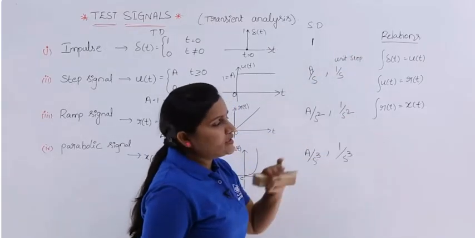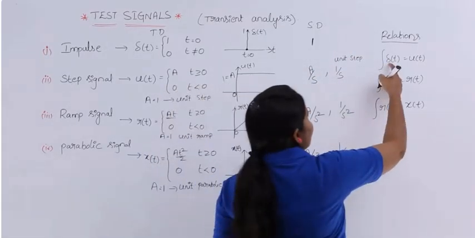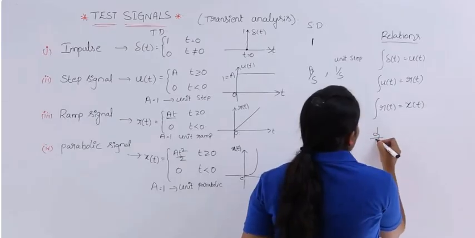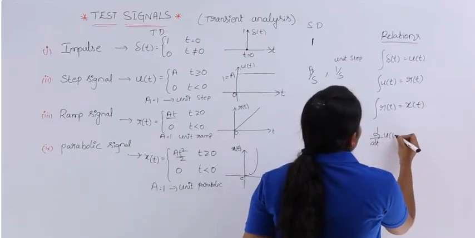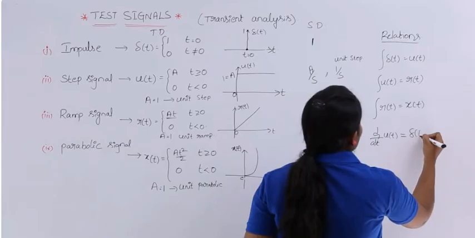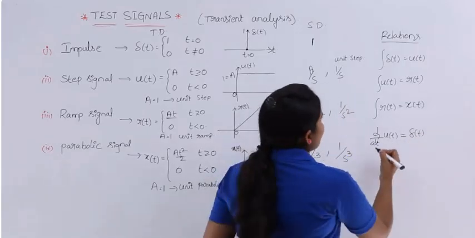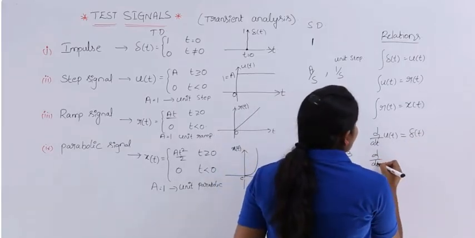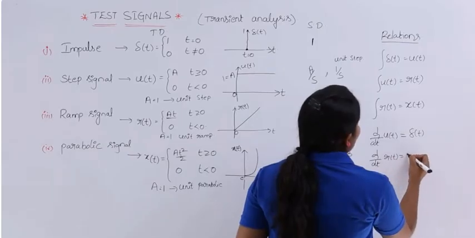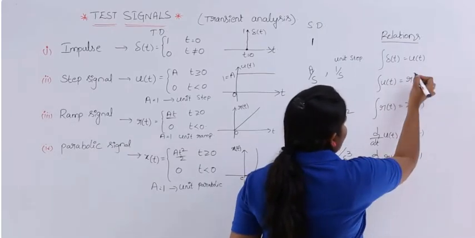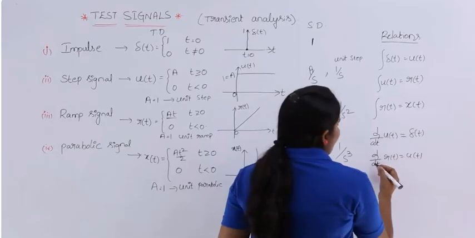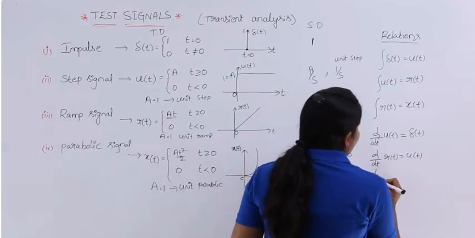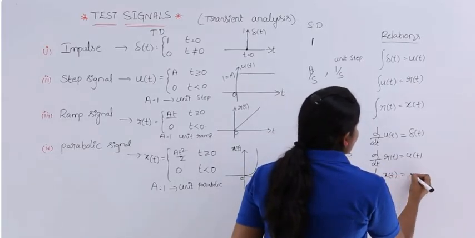By these equations, if you want del of t, you need to take d by dt of u of t. d by dt of u of t is equal to del of t. d by dt of r of t is equal to u of t, by sending this integration to the other side. And like that, d by dt of the parabolic signal x of t is equal to r of t.